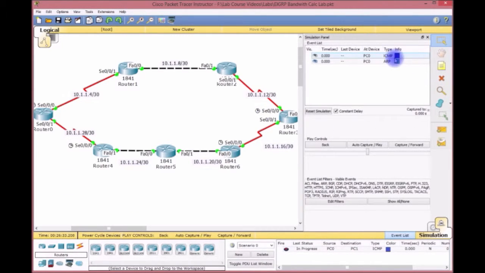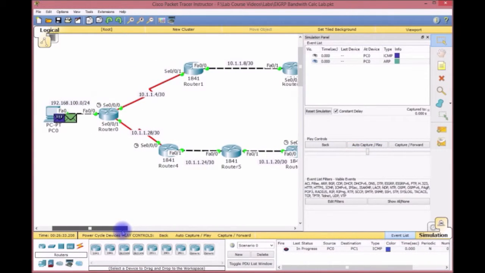Now you can see that it's going to be ICMP and ARP. That's the first thing that's going to happen, right? It's a ping, so it's going to do an ARP first. So let's go ahead and do an auto capture play. And let me put it this way, because this is what we really care about. We want to know which way it's going. So let's go ahead and do that.